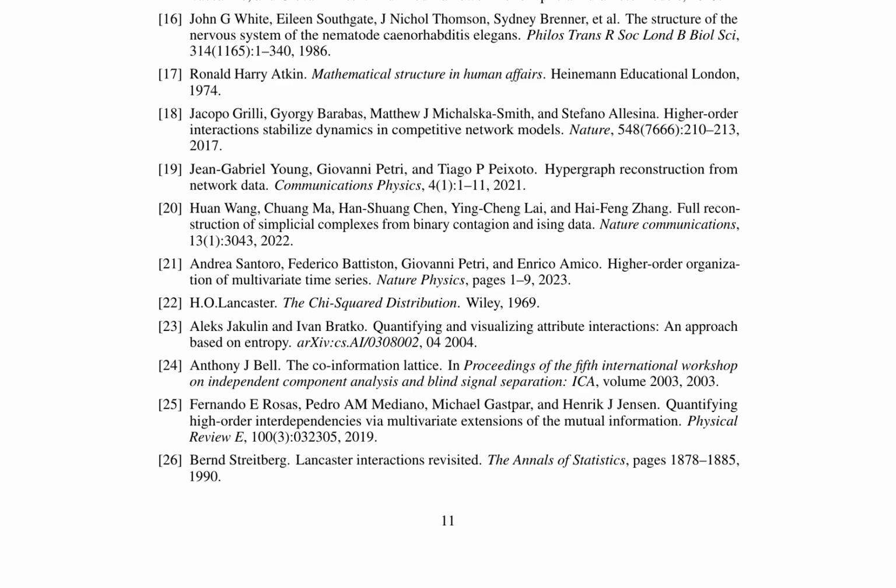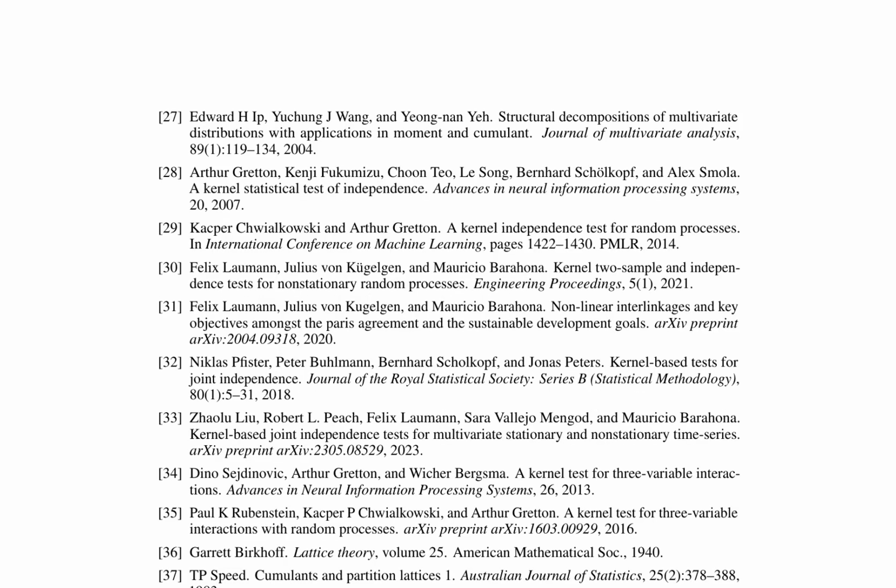The concept of coupled oscillators on simplicial complexes is referenced, along with works on the neuron mixer and its impact on human brain dynamics. A unified framework for simplicial Kuramoto models is discussed, as well as classical works on the structure of the nervous system and mathematical structure in human affairs. The review concludes by referencing works on statistical analysis, including the chi-squared distribution, quantifying attribute interactions, and multivariate extensions of mutual information. The research focuses on statistical tests for independence and two-sample tests, introducing novel methodologies and their applications.